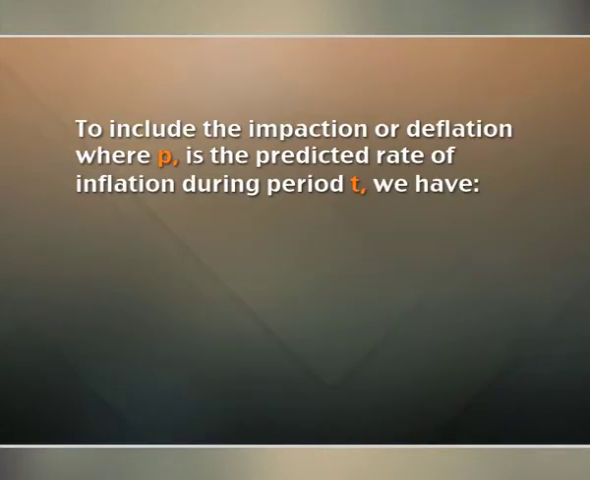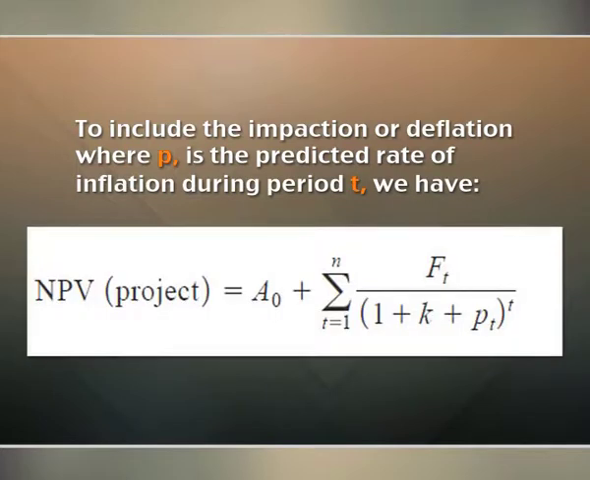To include the impact of inflation, where p is the predicted rate of inflation during period t, we have: NPV of a project is equal to A naught plus summation t ranging from 1 to n, Ft divided by (1 plus k plus p) raised to the power t.